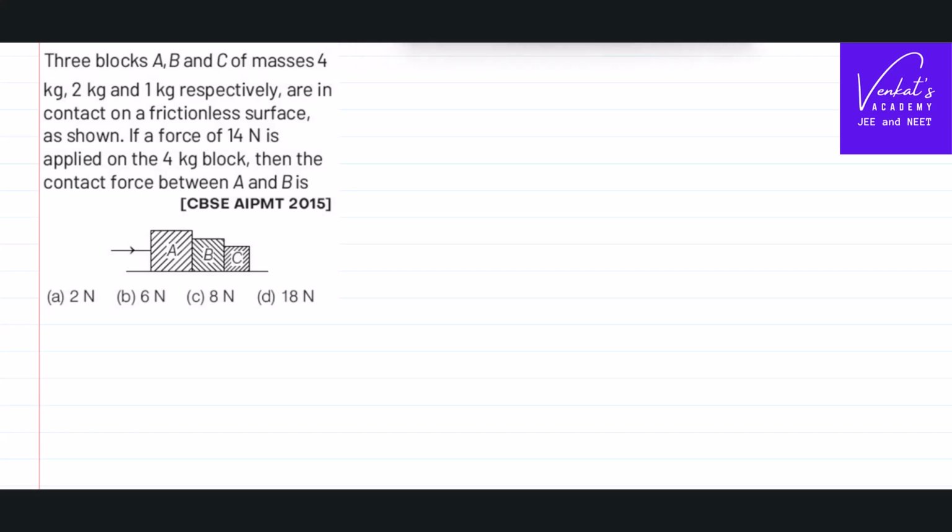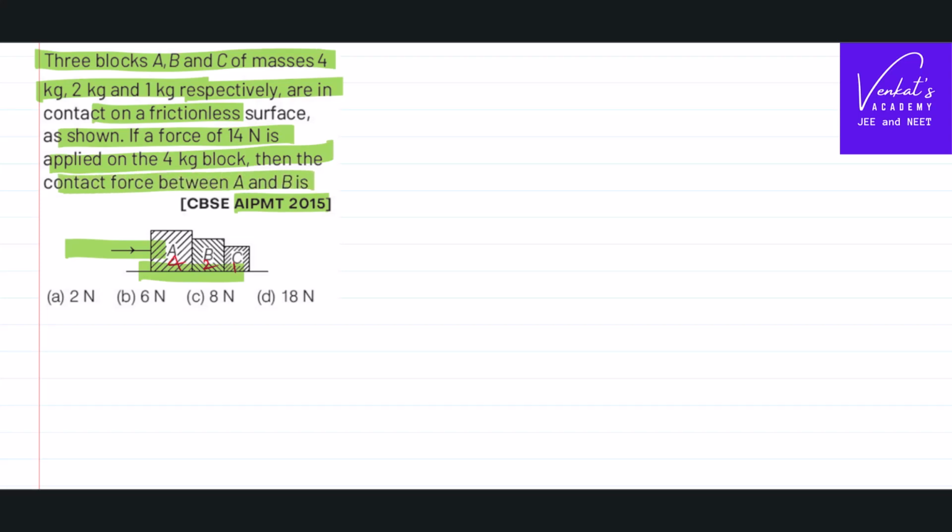In this video, we are talking about a problem that was given in IIT 2015 from laws of motion based on connected bodies. The problem is like this. Three bodies of masses A, B, C, 4, 2 and 1 kilogram are in contact on a frictionless surface. If a force of 14 Newton is applied on the 4 kilogram block, then the contact force between A and B is how much?